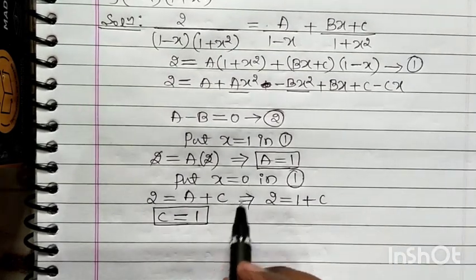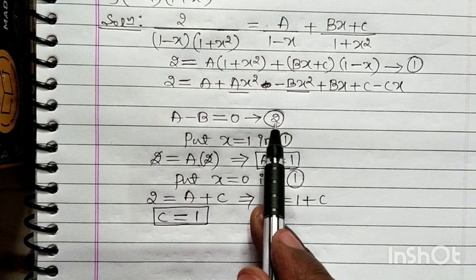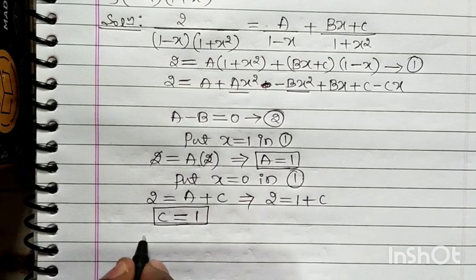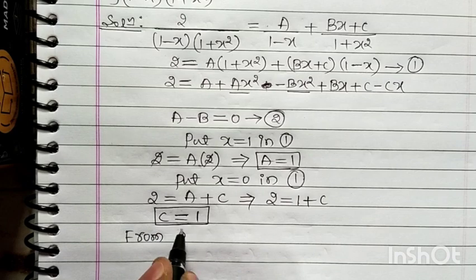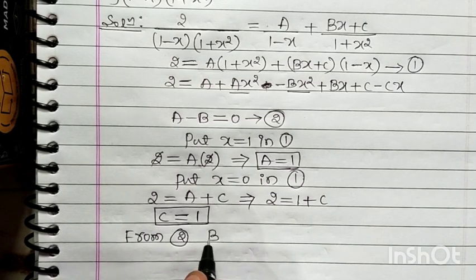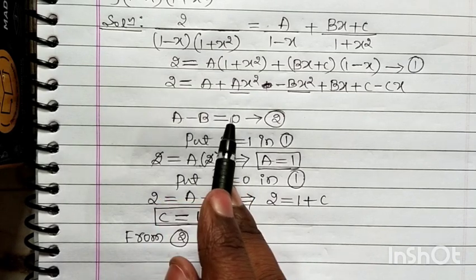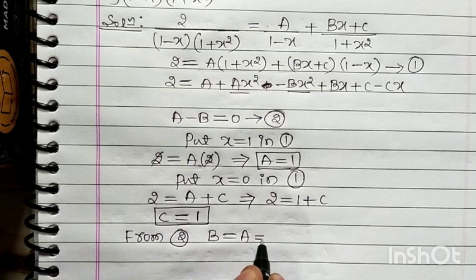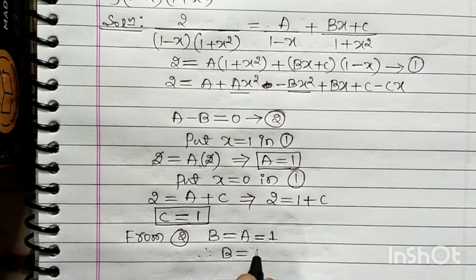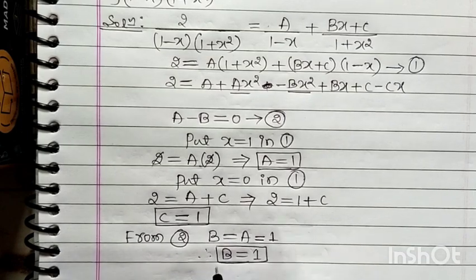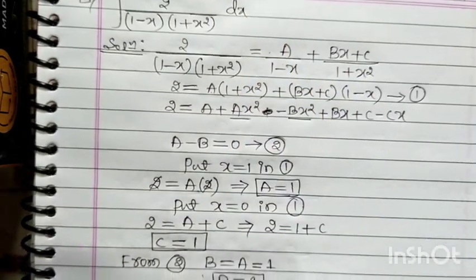So now see here, consider equation number 2. From equation 2, b is equal to a. So here if we take this to the RHS, it becomes a equal to b, or b equal to a, which is equal to, what is the value of a here? It is 1. Therefore the value of b is also 1. So all the three values are 1 here. Substitute back in this particular equation.